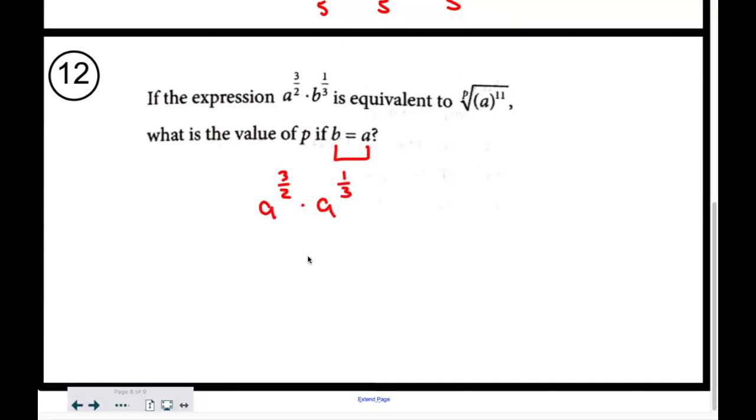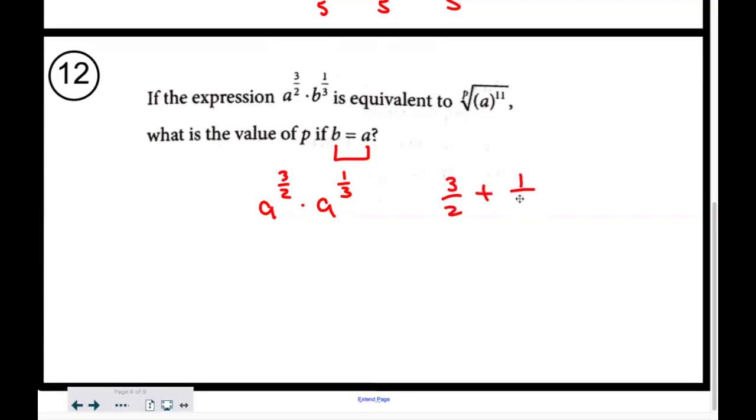So that might seem obvious, but if you were to accidentally just put a b over here, it wouldn't look like this. So we want to get rid of the b because it's not part of what we're trying to make it equivalent to. So now what I have is an exponent law where I have to add these. So I have to add 3 over 2 plus 1 over 3.